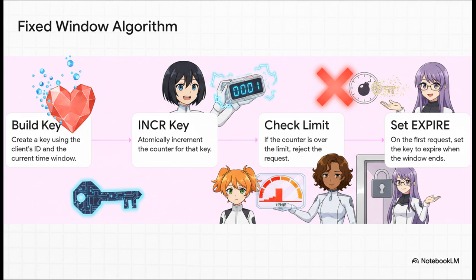Every time they make a request, you just run that atomic INCR command. If that counter goes above your limit, say 100 requests, you just tell them to slow down. And that expire command, it automatically cleans up the counter when the minute is over. It's beautiful, simple, and works across your entire system.